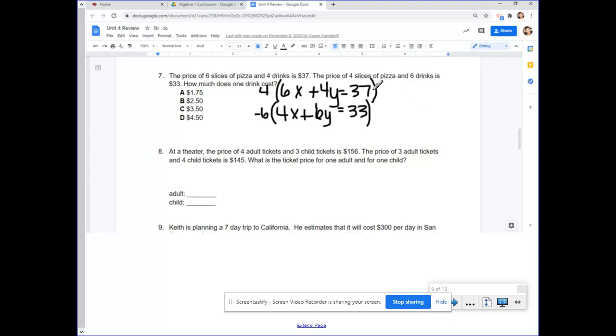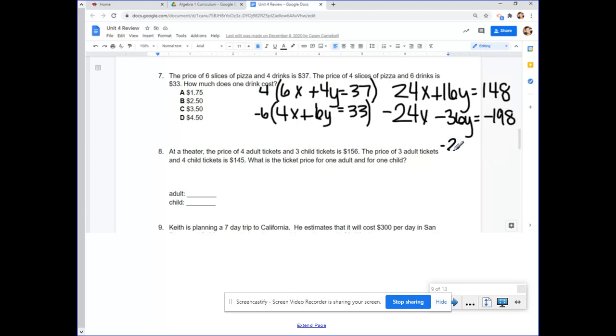So I'm going to take the top one times 4, which would give me 24x plus 16y. 37 times 4. I hope you can still see this on the video. This one will be -24x minus 36y equals, I'm running out of room. So anyway, 16 minus 36 is going to give you -20y.